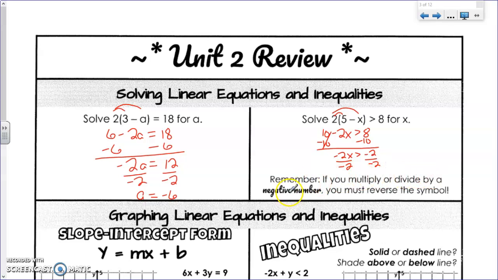Remember, if you multiply or divide by a negative number, you must reverse or flip the symbol. So x is going to be less than 1. And then, again, you can plug in answers to this.